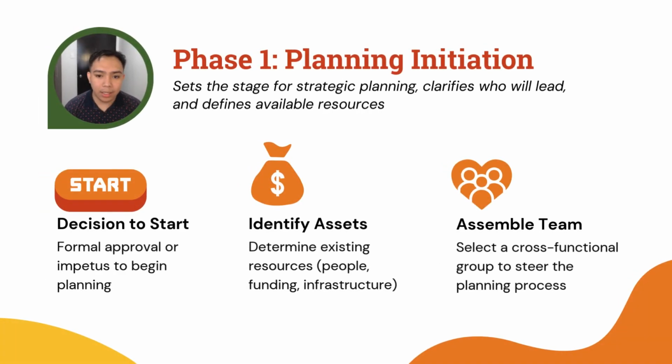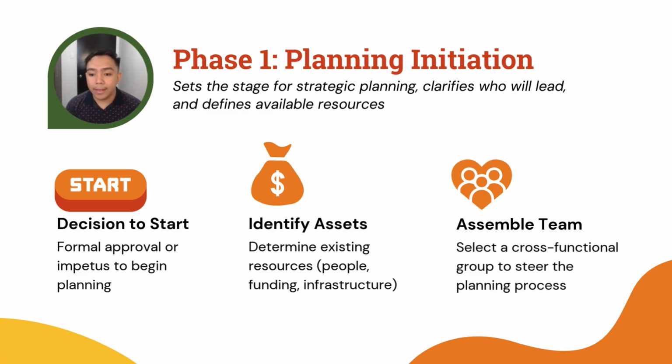According to Pilsen, this phase includes strategic planning, clarification of who will lead, and defining available resources. The decision to start is important because we get formal approval from the institution and the authority, clarification of the why to the stakeholders, and permission to mobilize the resources. Then we identify assets, what existing resources there are, like technology, funding, staff, and people and their expertise, like faculty and IT specialists. We also gather data like enrollment trends, budget figures, and potential partnerships.